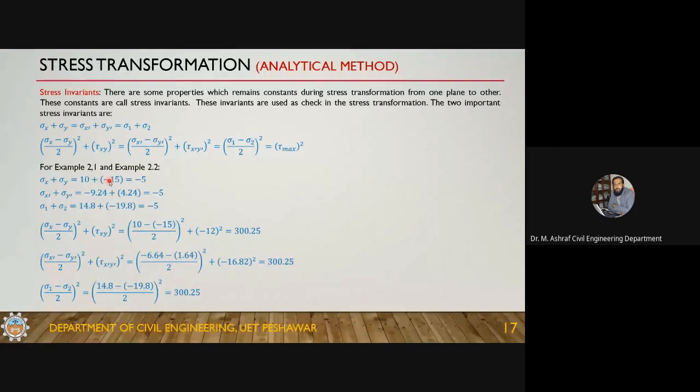So this is the stress invariant. These stress invariants are used as a check in the stress transformation. You can check your calculations with this. When you do the calculation, just apply these checks.